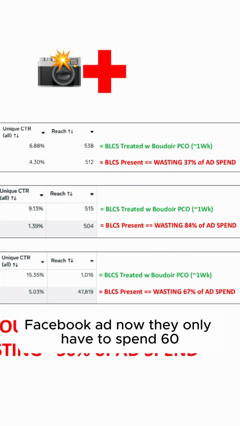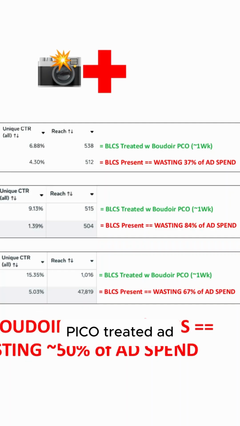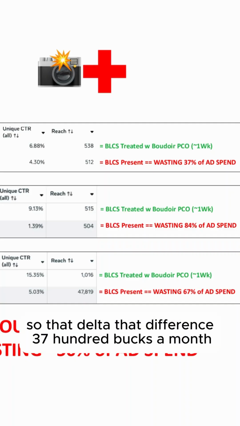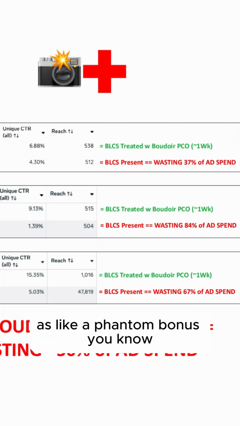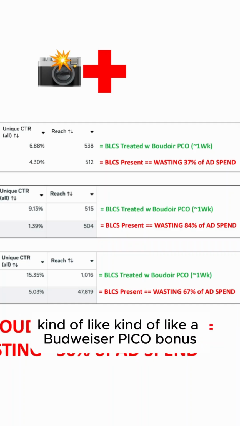Now they only have to spend $6,300 a month on the Boudoir Pico treated ad to get it into the same number of women's brains. So that delta, that difference, $3,700 a month, they can just pocket as a kind of phantom bonus. They no longer have to spend that on ads anymore, kind of like a Boudoir Pico bonus.